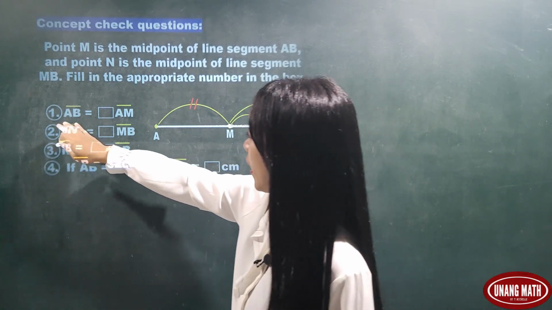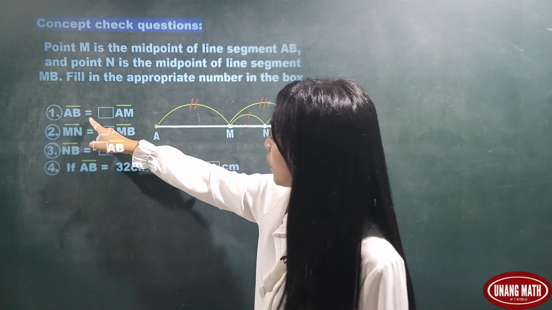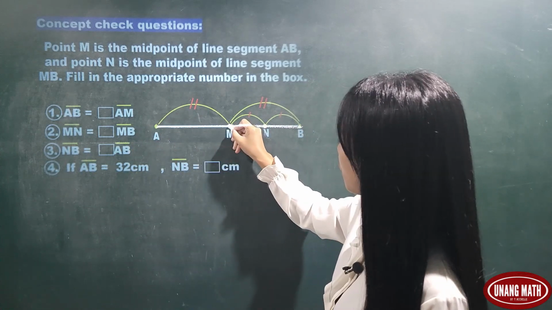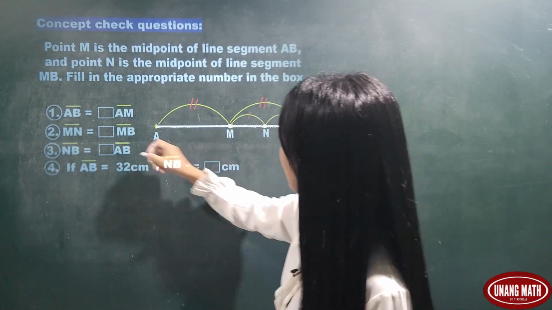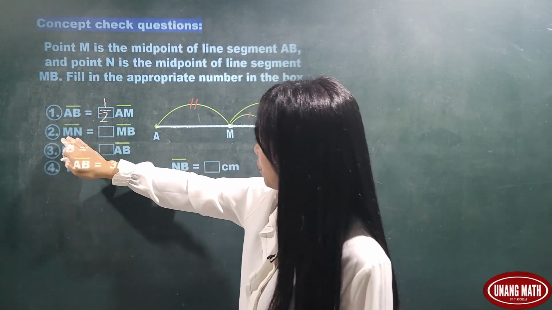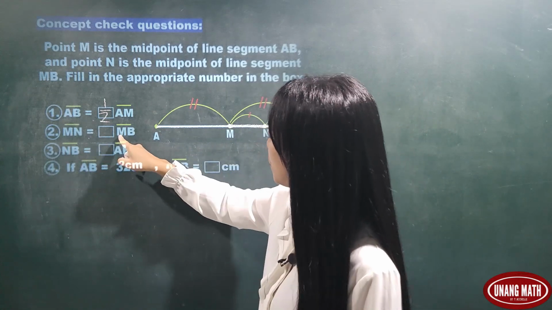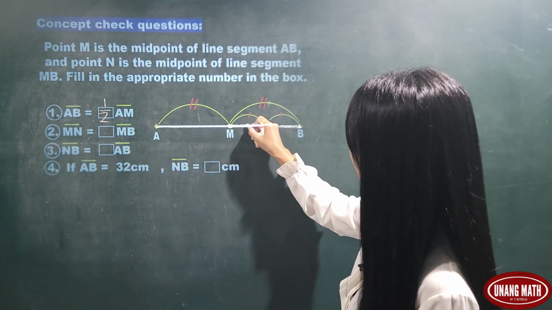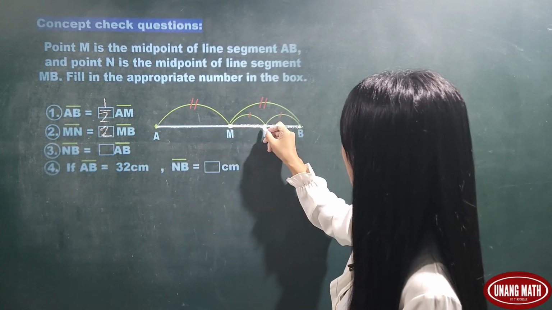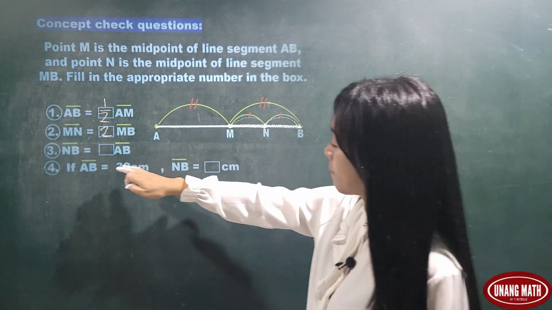Okay, let's check number 1. Segment AB is equal to blank AM. So where's AM? This point up to this point. So that means this is 1/2. Okay, what about number 2? Segment MN. So MN is equal to blank MB. So this is MB. So that means 2. So MN is here, 2.